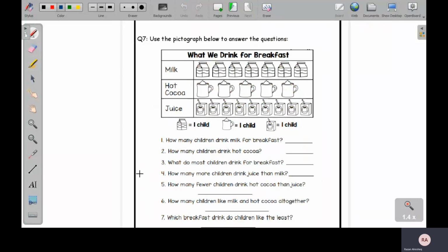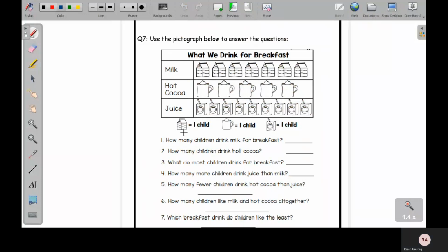Let's go to question 7. Here it says we have a pictograph and we want to answer the questions below. Now, remember, the first thing anytime we see a pictograph is we have to look at the title, what the items are, and we have to look at my key. Here it says, what do we drink for breakfast? We have milk, hot cocoa, and juice.